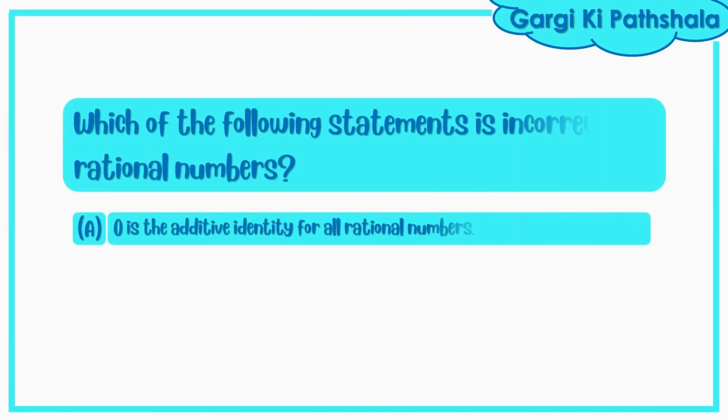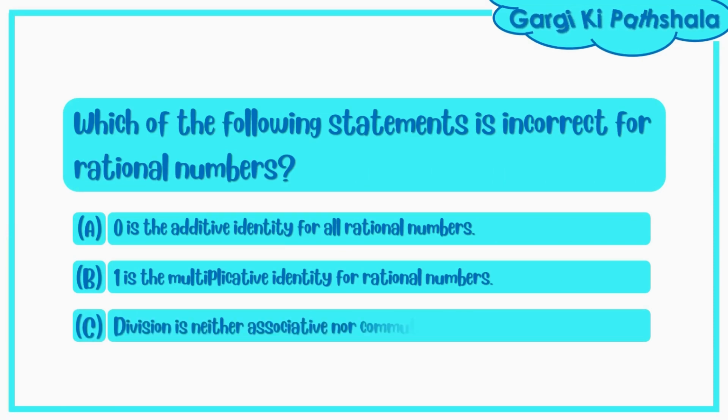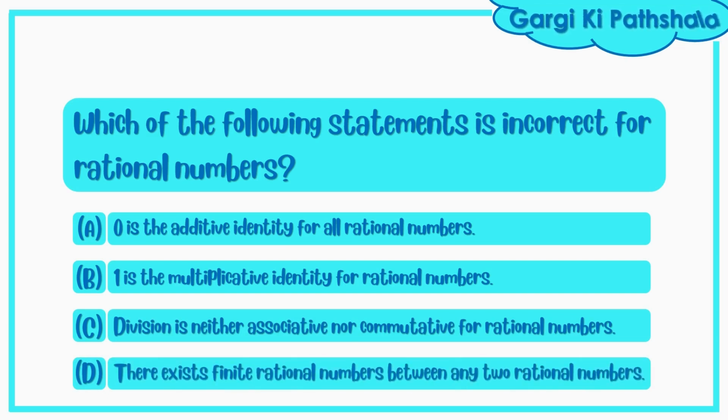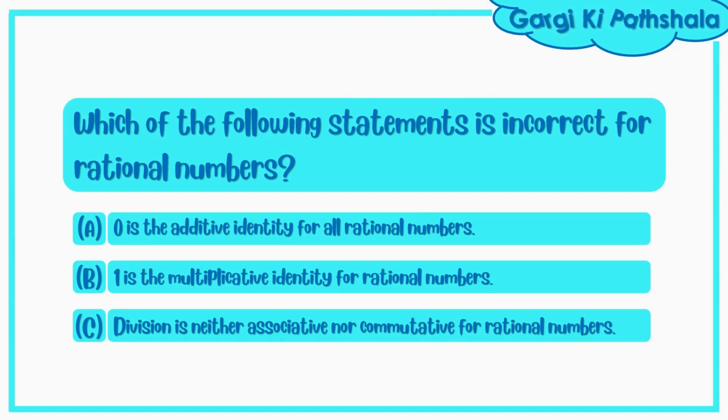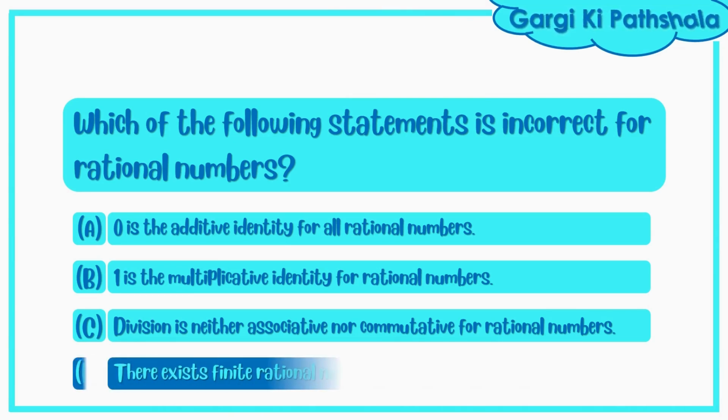Which of the following statements is incorrect for rational numbers? A. 0 is the additive identity for all rational numbers. B. 1 is the multiplicative identity for rational numbers. C. Division is neither associative nor commutative for rational numbers. D. There exist finite rational numbers between any two rational numbers. The correct answer is D. There exist finite rational numbers between any two rational numbers.